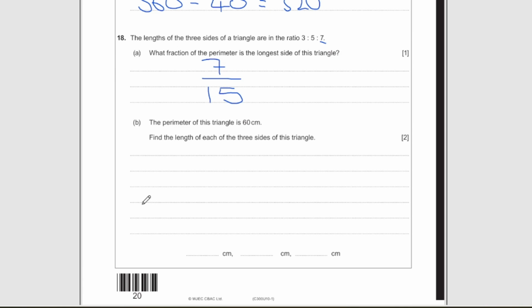The perimeter of this triangle is 60 centimetres. Find the length of the 3 sides. So we have the ratio 3 to 5 to 7.